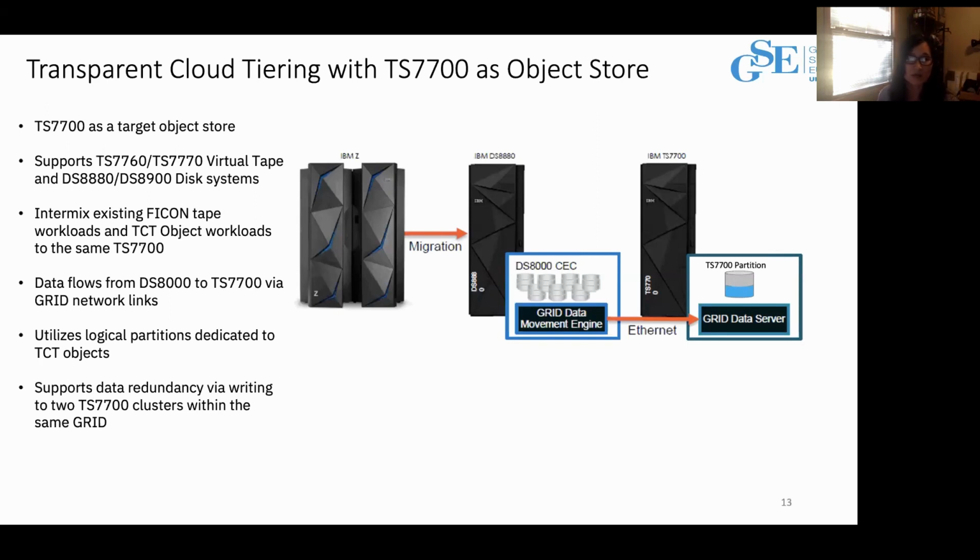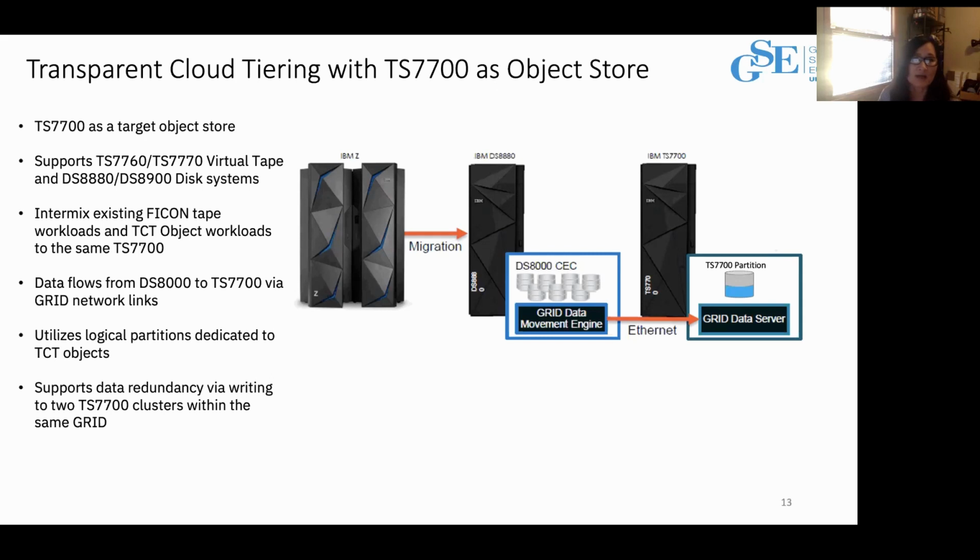So TS7700 being a target for the object store is a great capacity utilization of the storage that you already have today. But the big thing here is that you can intermix that FICON tape workload, that virtual tape, with this object workload in the same 7700, and we just naturally store that data in our system. It's something that we already do with tape, just not very visible to our customers.